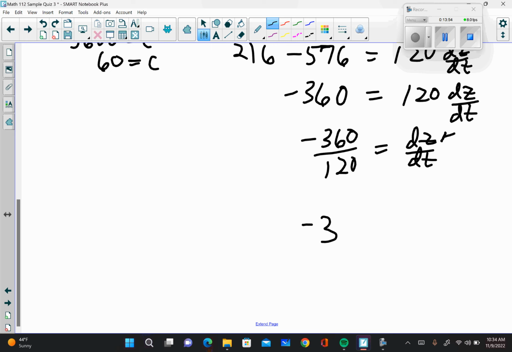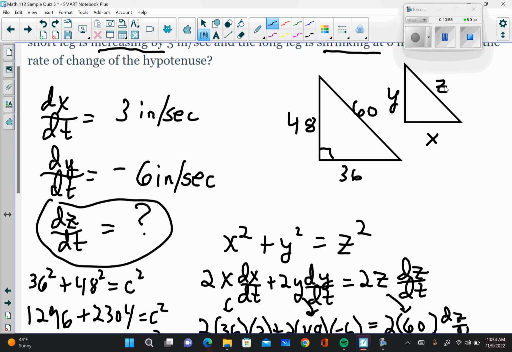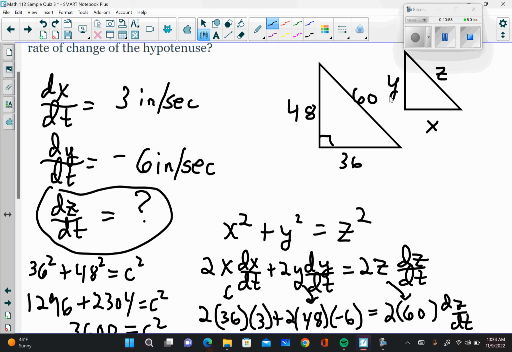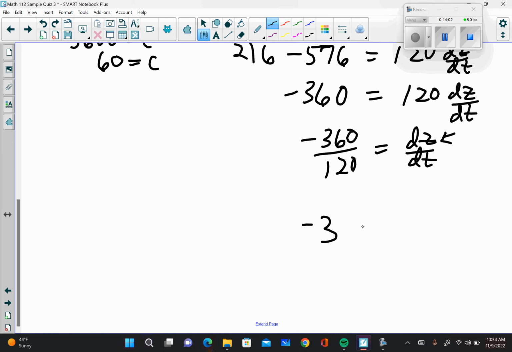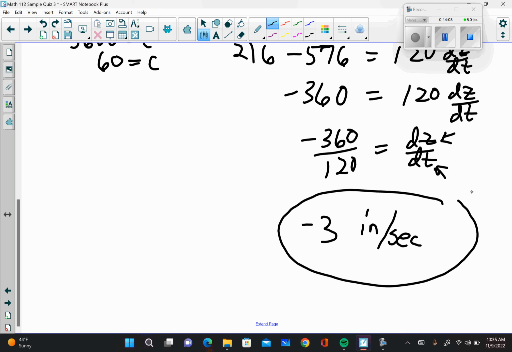And z, the hypotenuse of this triangle, will be measured in inches, just like the legs are measured in inches. Z on top is inches. T is time. In this problem, time is seconds. So that's the final answer. Rewind and play this part again if I went too fast.